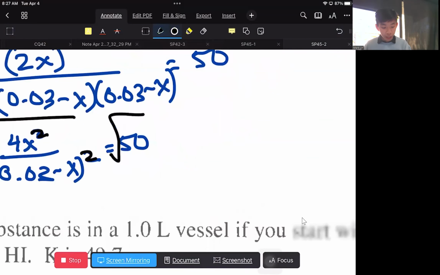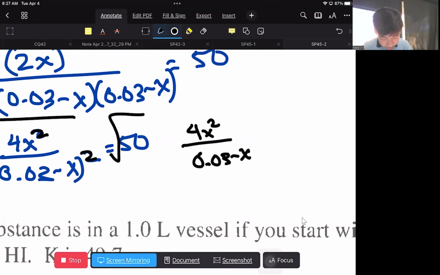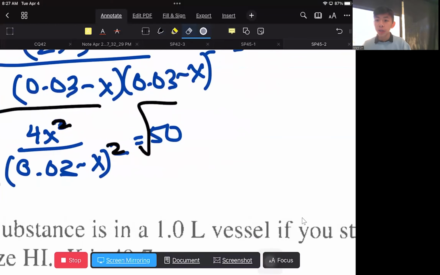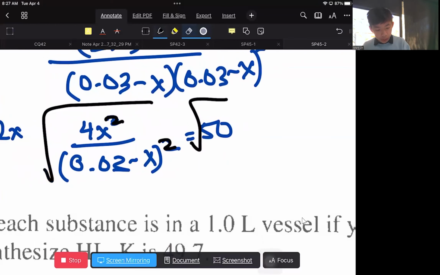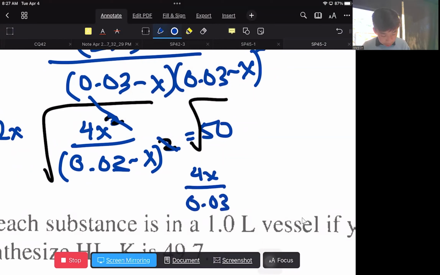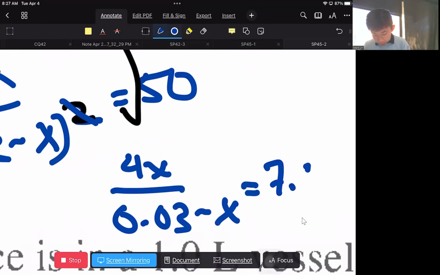You can't do this if it's like 4X squared and 0.03 minus X, because there's only a square on the numerator. However, since there's a square on both the numerator and denominator, you can just square root both sides. The squares will cancel out. So this will give you 4X over 0.03 minus X equals 7.07, right?